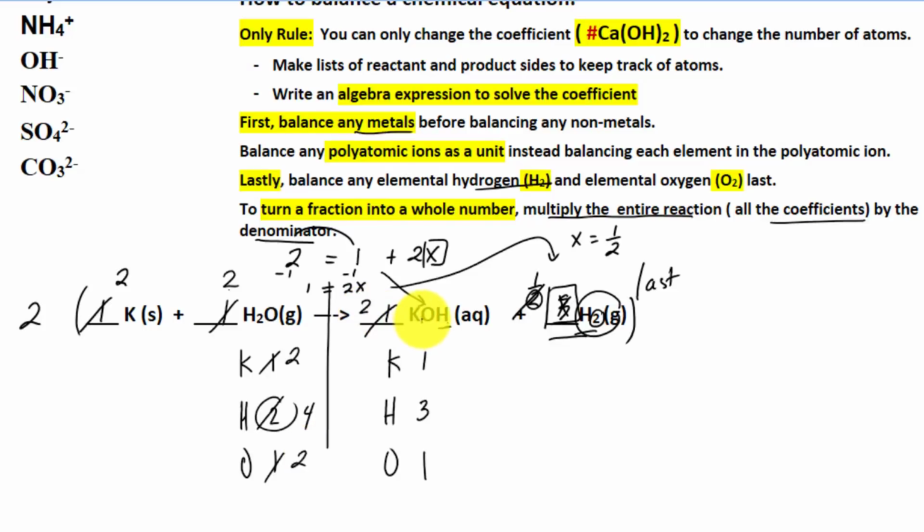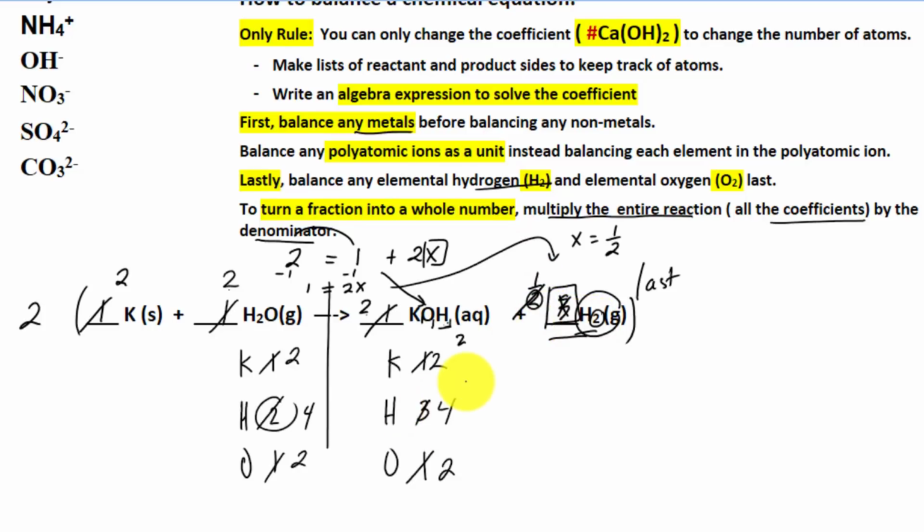2 times 1 here gives us 2. And what about for oxygen? 2 times 1 here gives us 2 as well. And what about for the hydrogen? 2 times 1 gives us 2. Okay, and we also have 1 times 2 that gives us a total of 4.